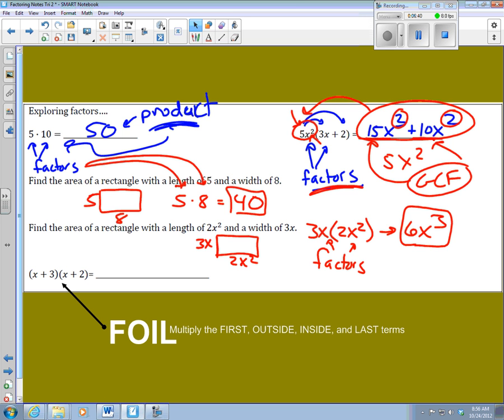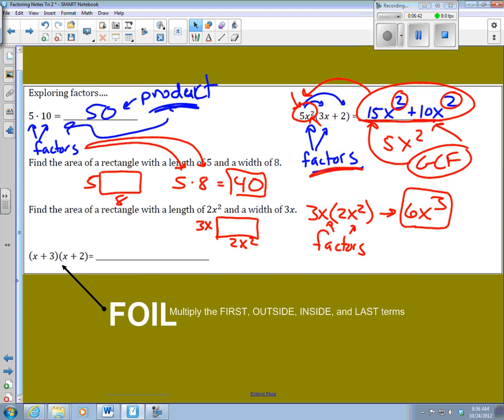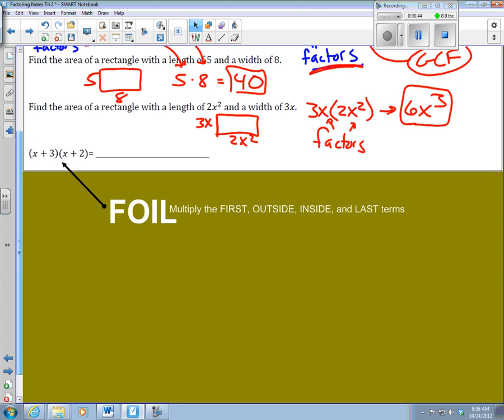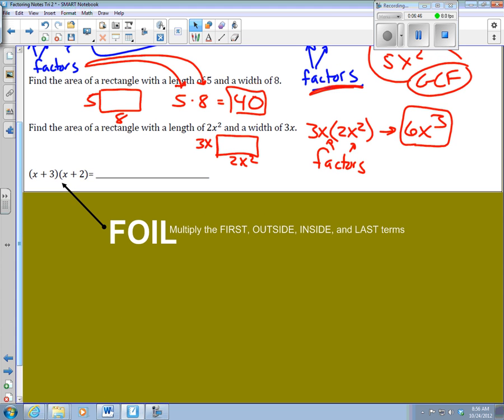Here's the big one. This is the one we're going to do a lot of. This is two binomials. And when I want to multiply two binomials, I use FOIL. First, outside, inside, last. Those are the three products. You can see them listed right here.